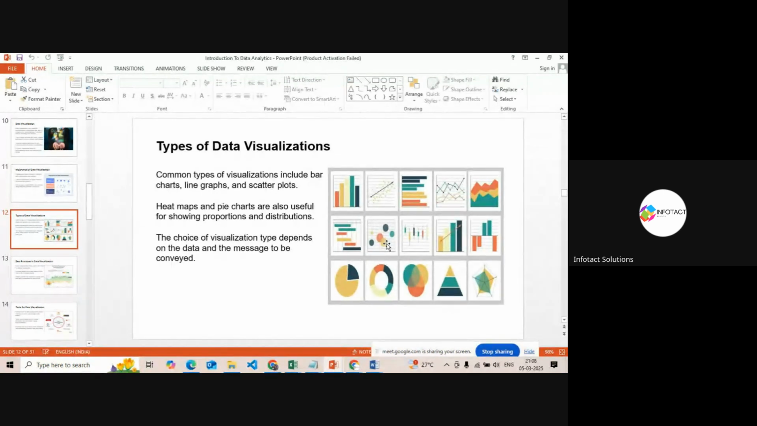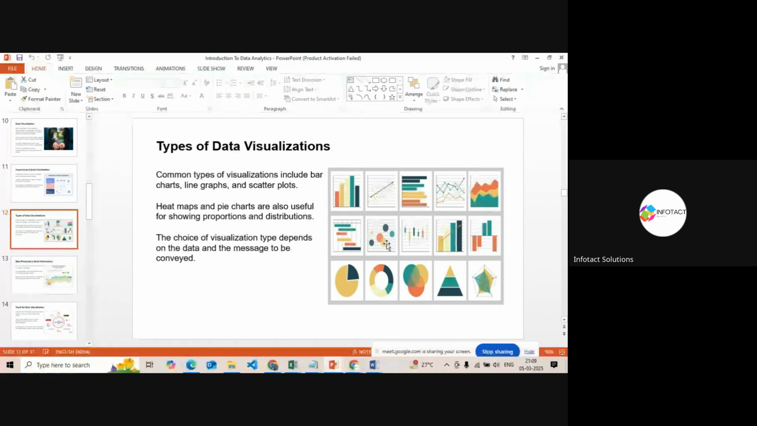Then there is one thing called the histogram chart. Histogram chart, what is that? We are visualizing the data distribution in bins, and it is easy to see the data frequency. And you use this when understanding the age distribution in a survey. We use the histogram chart.